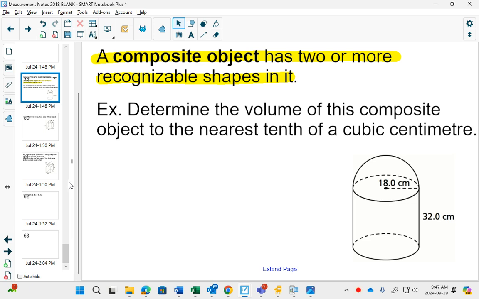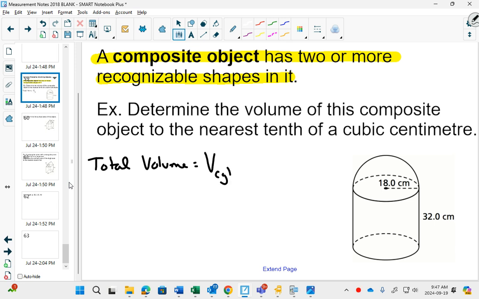We have to look at the shapes that we have, and we want to find the volume. So in this question, we can write out a statement here: our total volume will equal the volume of a cylinder, that's on the bottom, plus the volume of a hemisphere. So I start off with the idea: I see my shapes, and I want to find that total volume by adding those two volumes together.